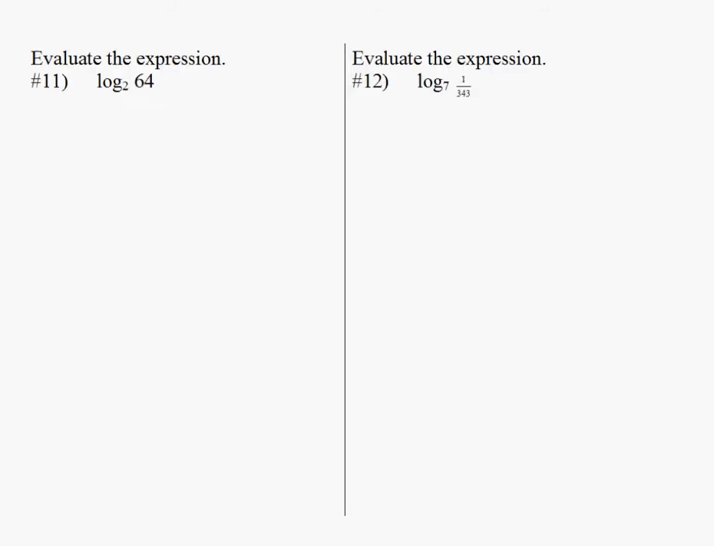Number 11, evaluate the expression. I would like to use log identity number 1, which says if I have a log with a base and my argument has the same base, the answer is the exponent. So if I can make 2 to an exponent equals 64, then I win, just like Charlie Sheen. It's to the 6th. Therefore, log ID number 1 gives me 6.